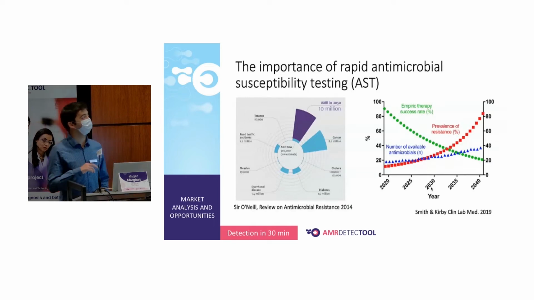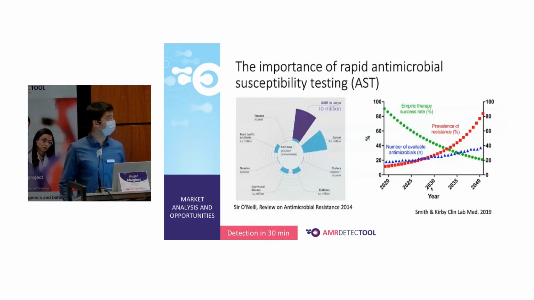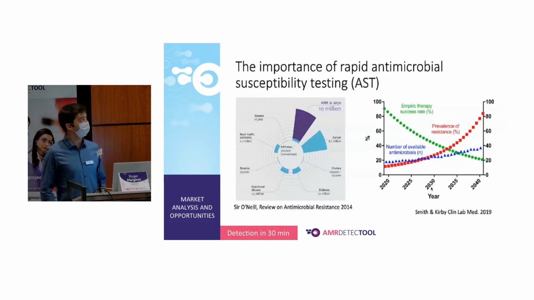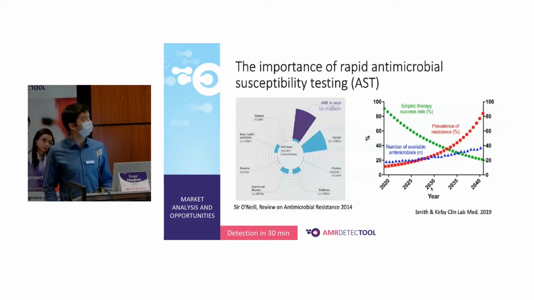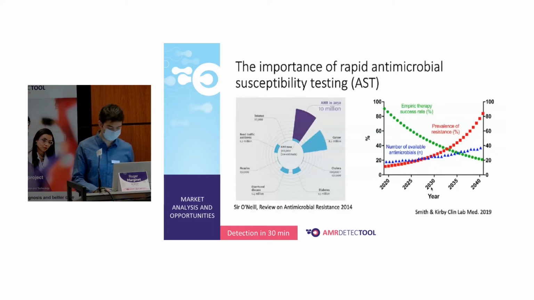And then there's just this slight increase in the number of antibiotics available. But as you can see, if the number of antibiotics is not increasing a lot, the success of the empiric therapy is going to start decreasing as the prevalence of resistance increases, which is something logical. And that is why rapid diagnostics are so important, to help doctors know as early as possible which antibiotic is going to be the one that works for each patient, as opposed to just having empiric therapy for more time.